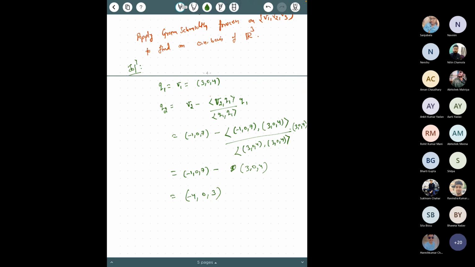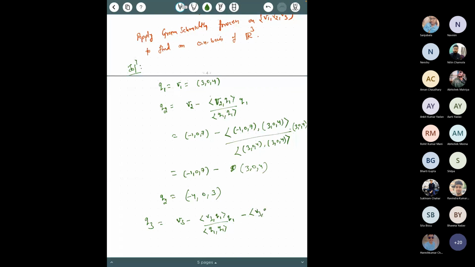Now Q3 would be V3 minus, the same way, the inner product of V3 with Q1 divided by the length of Q1 squared, multiplied by Q1, and minus the inner product of V3 with Q2 divided by the length of Q2 squared, multiplied by Q2. If you do the calculation and simplify this, you will get (0, 9, 0).